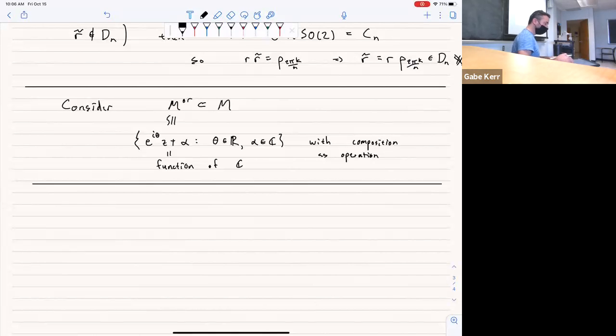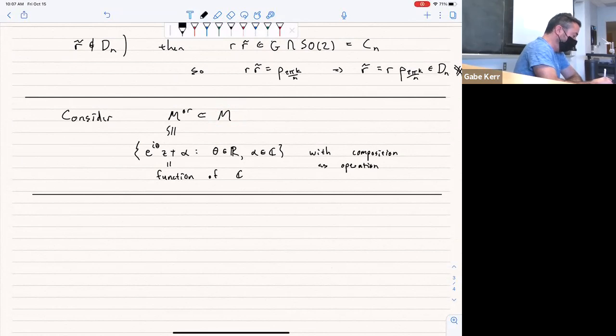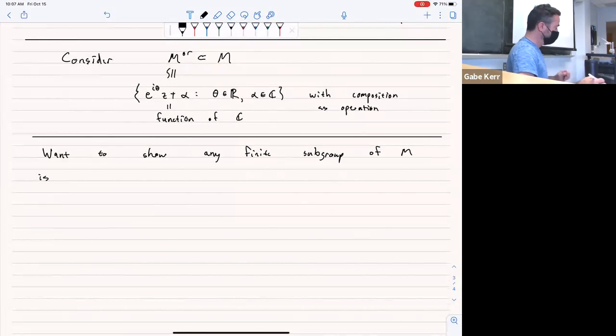So now what do we want to do? What we would like to do is think about M for a moment and prove a result about M. There's a theorem that says any finite subgroup of M is isomorphic to Cn.